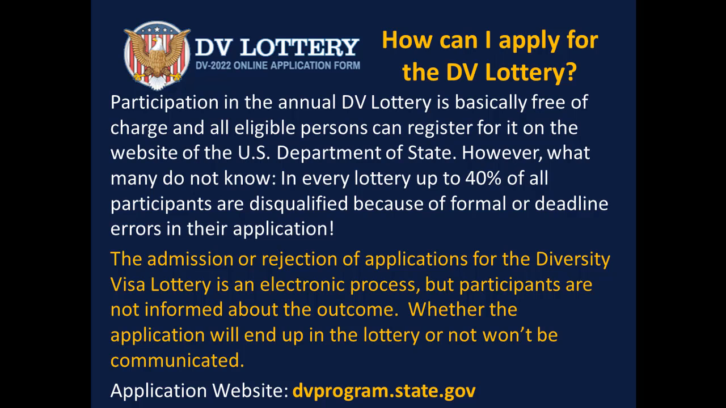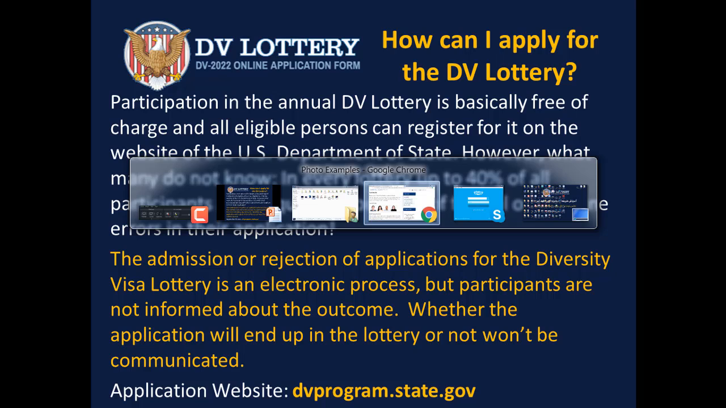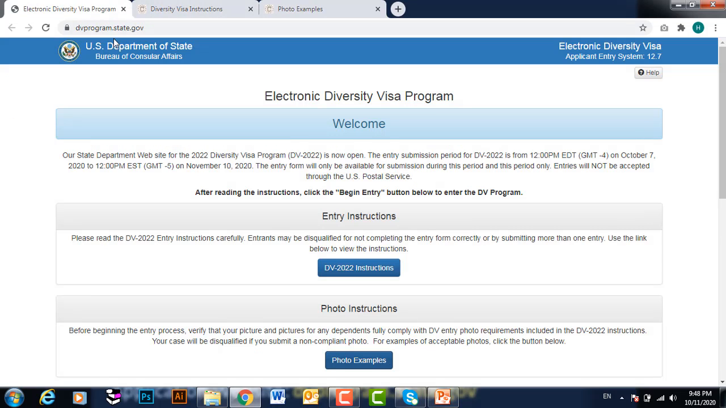The admission or rejection of applications for the diversity visa lottery is an electronic process. It's not a manual process, it's an electronic process, but participants are not informed about the outcome. Whether the application will end up in the lottery or not won't be communicated. The application website is dvprogram.state.gov, or you can just check it out here. It's dvprogram.state.gov.